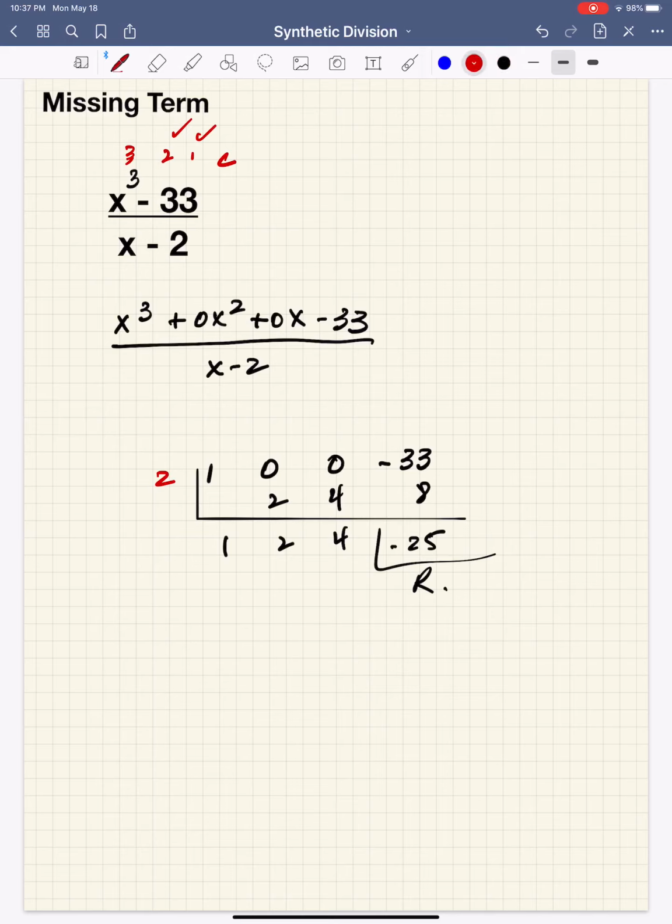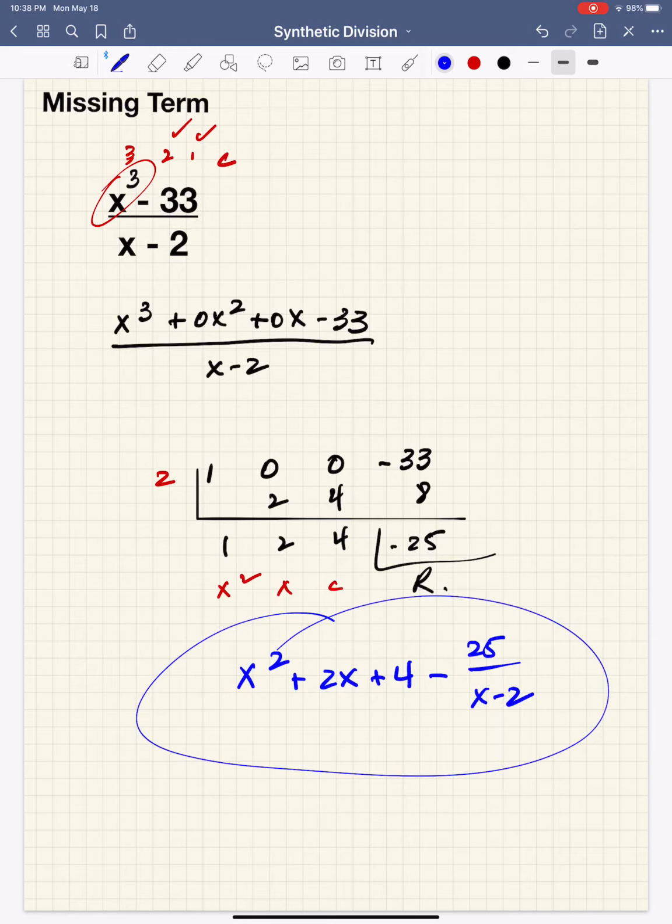And so again, one more time, x to the third. So you're going to start with x squared, x, and a constant, and your answer will be x squared plus 2x plus 4 minus 25 over x minus 2. And that is your answer. And that's enough problems from me.